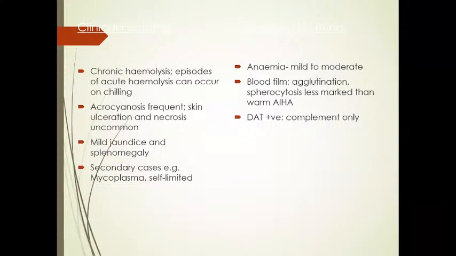It's good to remember that we can get secondary causes post-infection, like your mycoplasma pneumonia infections, and these are often self-limited, but you can see a drop in Hb. The anemia is mild to moderate. On the blood film, you will see the agglutination I talked about for the warm IHA, but less of the spherocytes.